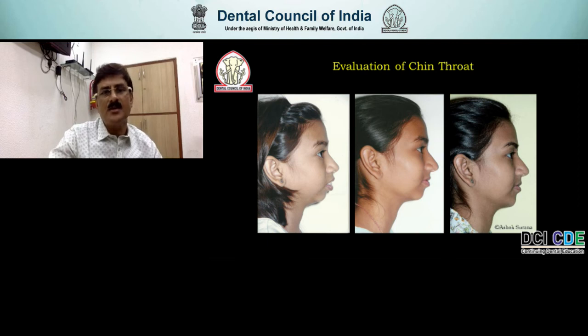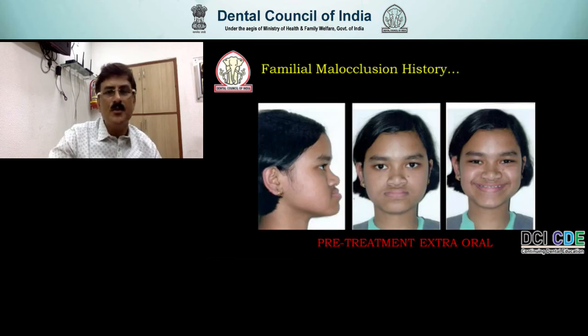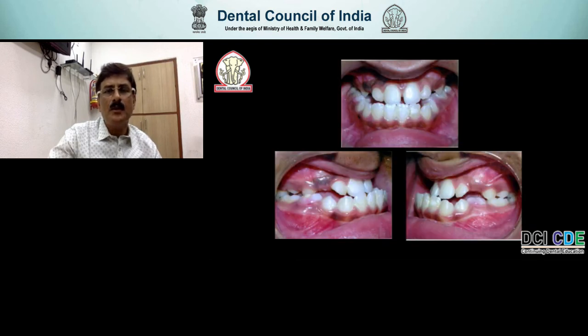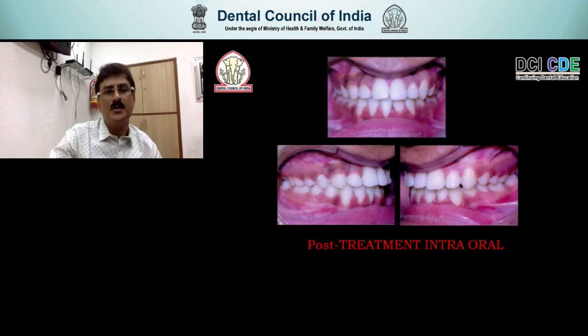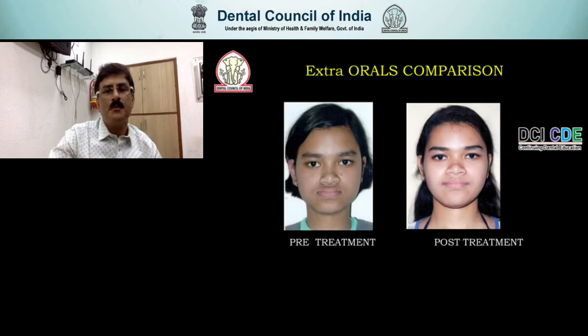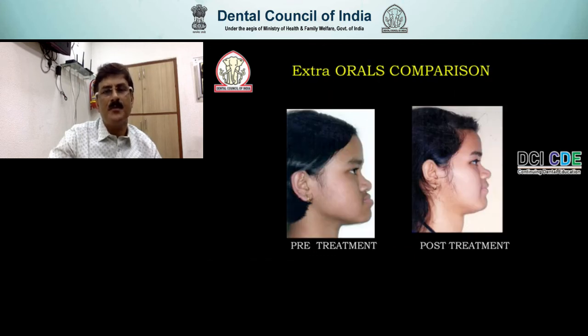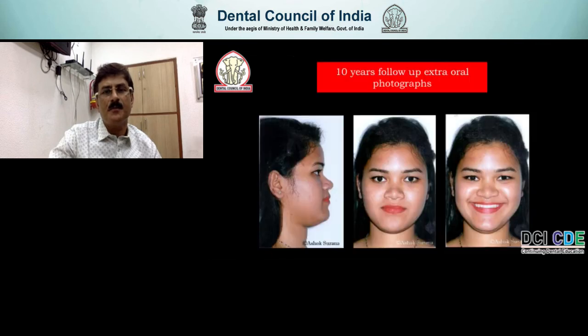That's the other side of the class 3 situation, a hugely depressed mid-face and a reverse. The good part is that she has a reduced face height, and we can improve on the face height by posterior rotation of the mandible and correct this class 3. That's post-treatment. That's pre and post compared. That's after 10 years. Looks better.